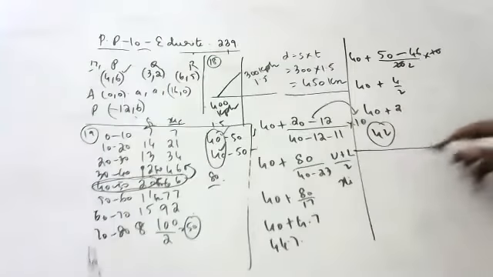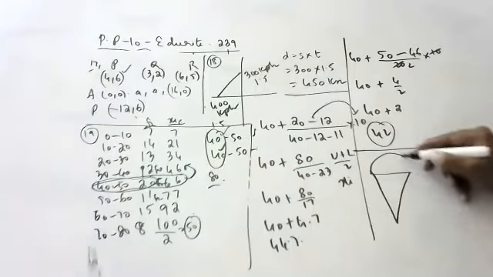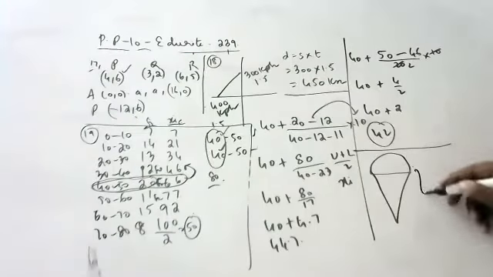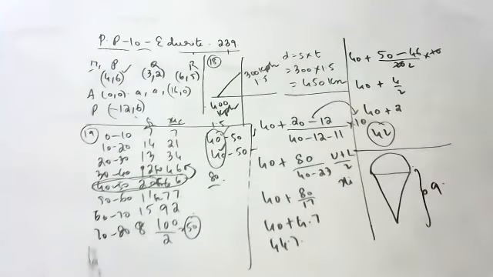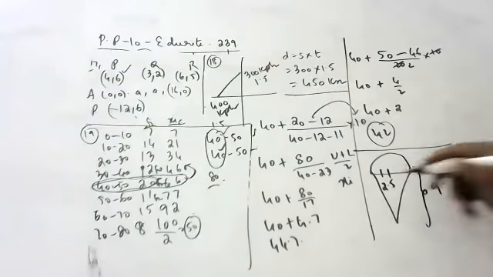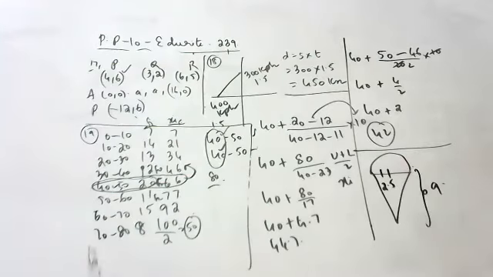Next, children, an ice cream cone is there, with a hemisphere on top. The height of the cone is 9 centimeters, and the radius of the base is 2.5 centimeters. So, questions, children. Let's take the first question.